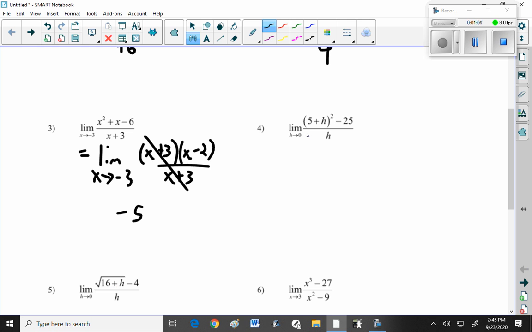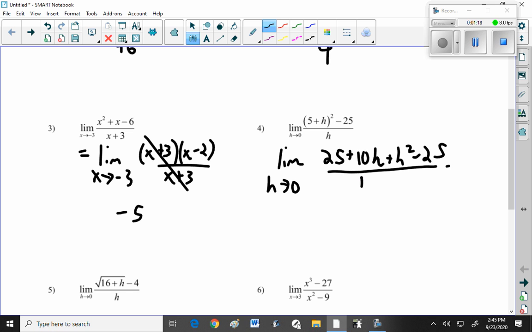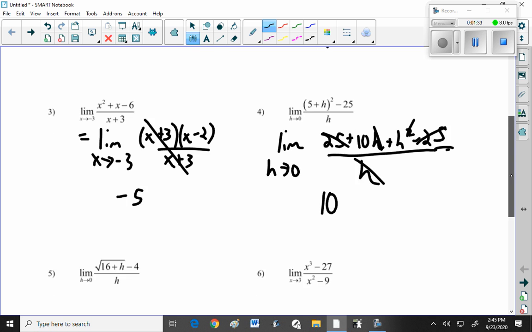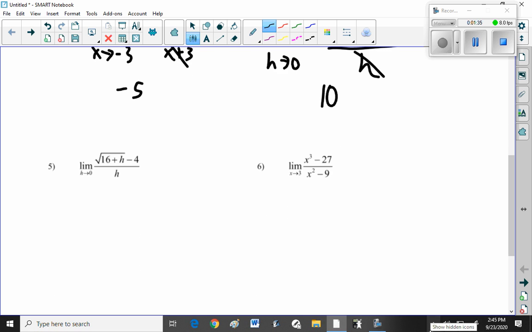Here, as h approaches 0, we wind up with 0 over 0, so we can multiply out the top. If we multiply out the top, we get 25 plus 10h plus h squared minus 25 all over h. The 25s cancel, and then every term on top has an h, so all of the h's will cancel. And we are left with 10 plus h, which gives us 10 as h goes to 0. Because once we cancel, we can plug in, problem's gone.